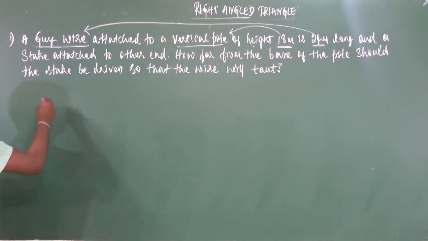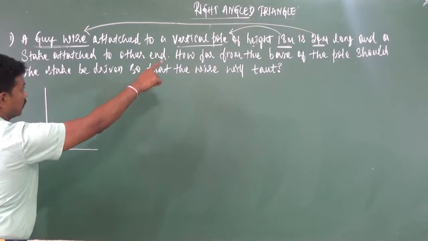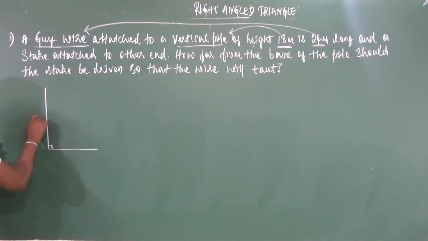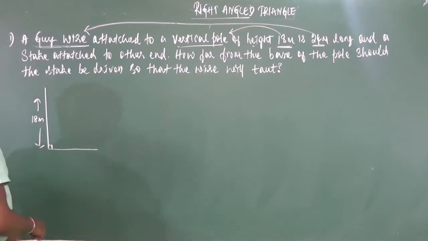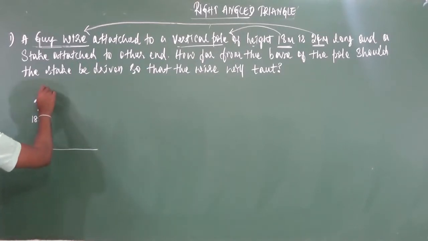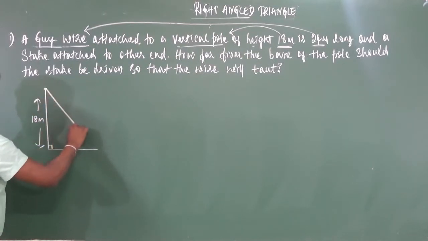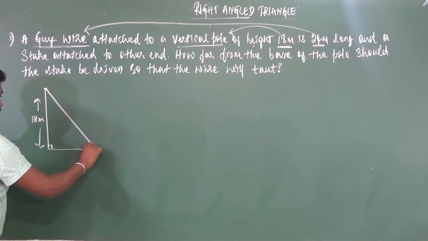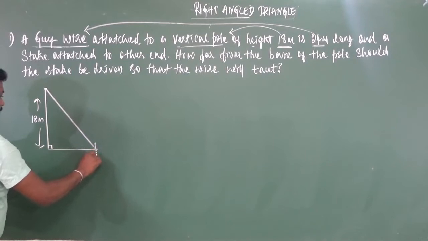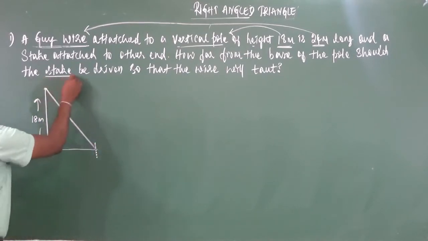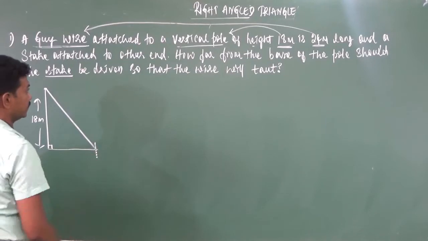Okay. So a guy wire attached to a vertical pole. So this is the vertical pole we will take. So vertical pole will be perpendicular to the ground always. A guy wire attached to a vertical pole of height 18 meters. So vertical pole height is 18 meters and the guy wire is 24 meters. So one end of the guy wire is attached to the vertical pole and the other end is attached to the stake. So stake is somewhere here. So this part of the stake will be inside the ground. So this is driven inside the ground. Okay, a part of it is driven inside the ground.